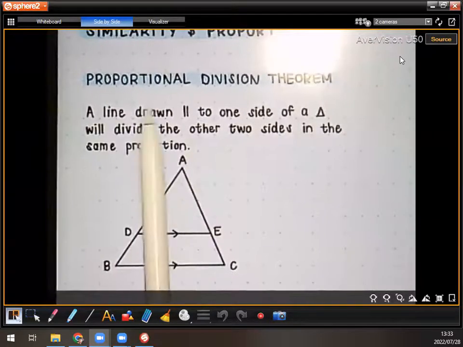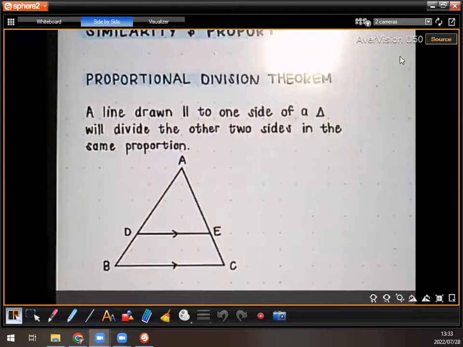Okay, so it's called proportional division theorem. We just call it prop theorem, and that's also what the reason is. I'll write it down for you just now. So you can just draw that picture, guys. I'm going to write some stuff next to it.